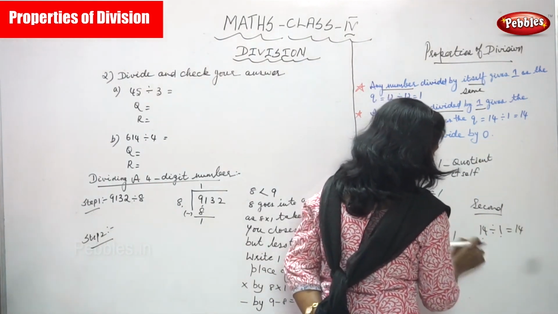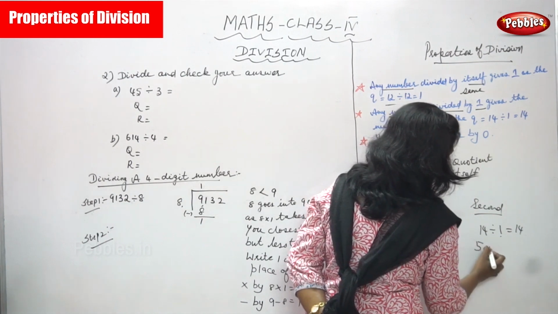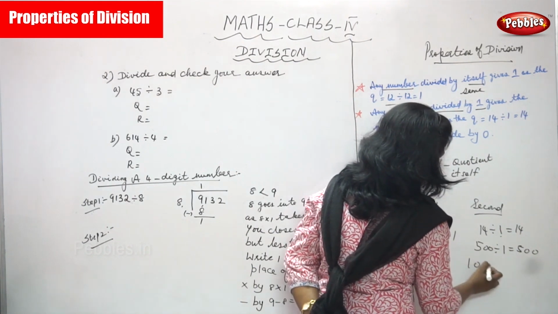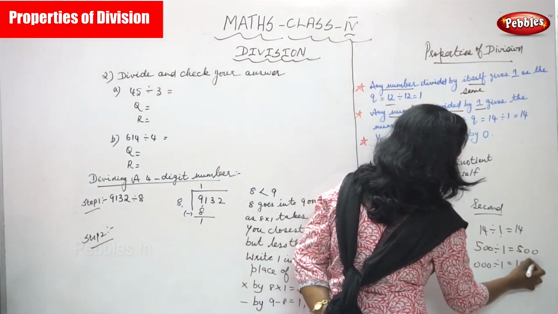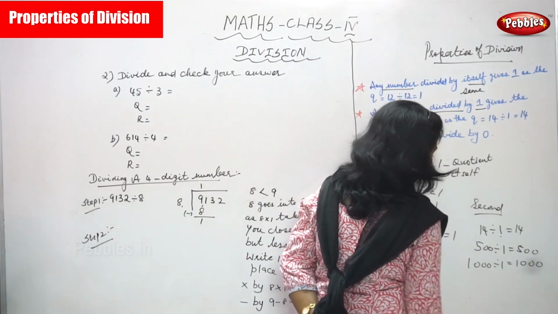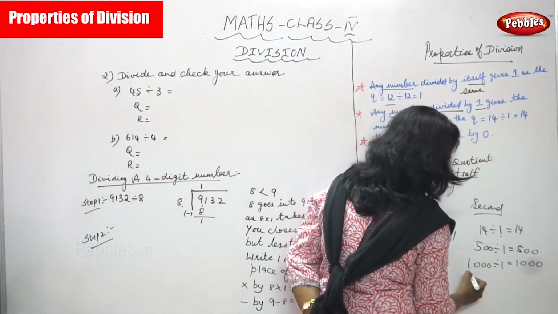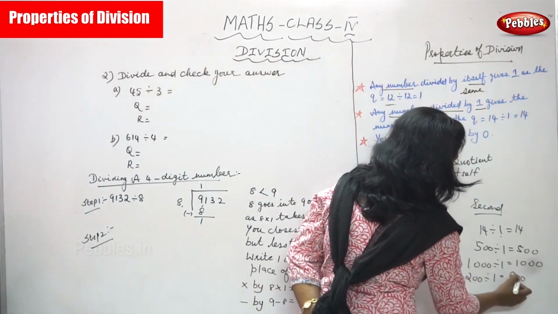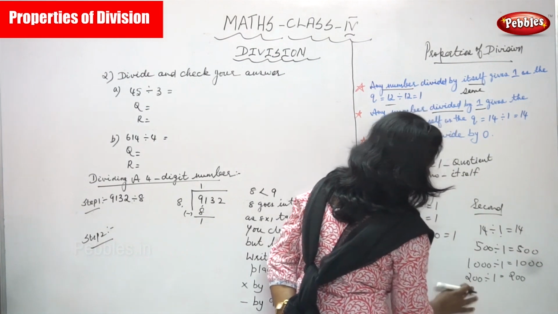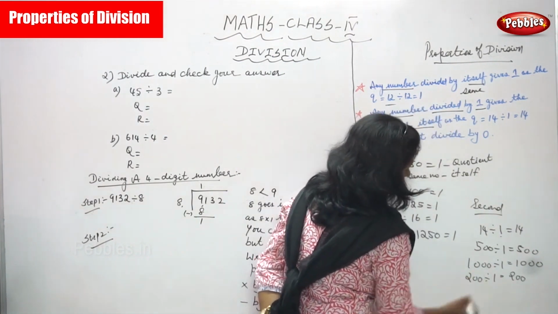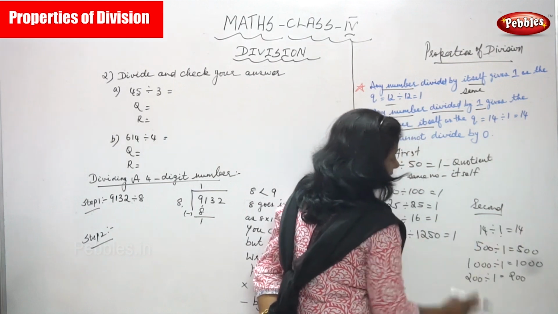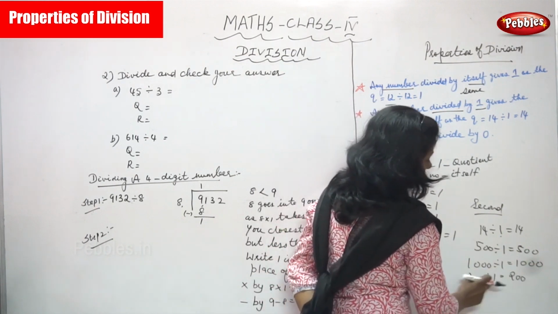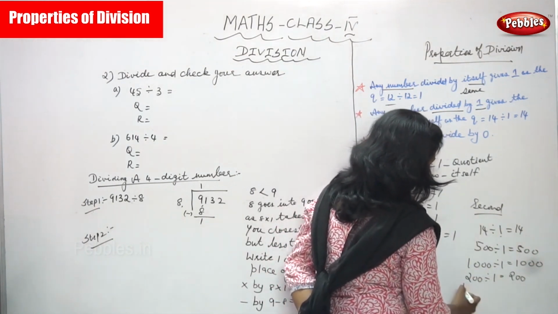For example, 500 divided by 1, you get the same number, 500. 1000 divided by 1, you get 1000. So any number divided by 1, you get the same number. Then 200 divided by 1, you get 200. For example, 14 divided by 1 is equal to 14. 500 divided by 1 is equal to 500. 1000 divided by 1, you get 1000. And 200 divided by 1 is equal to 200.